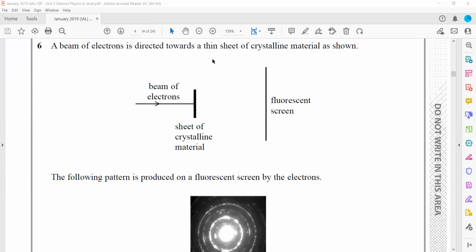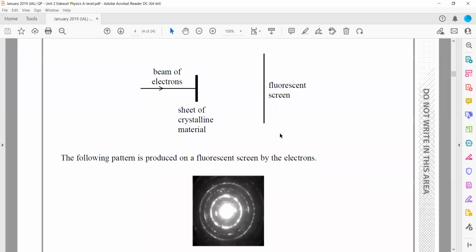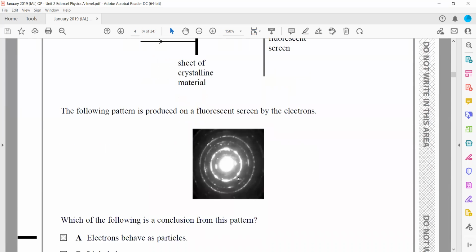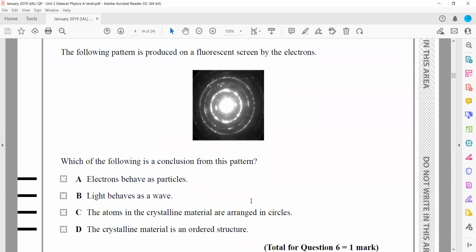The beam of an electron is directed towards a thin sheet. The electron passes through, so we see a diffraction pattern. This gives an idea that the electron, when it is passing through, is giving us the same result as a wave. So what we can say about this: electron behaves like a particle, electron is a particle here. Light behaves like a wave, light is a wave, like this is not relevant to the question.